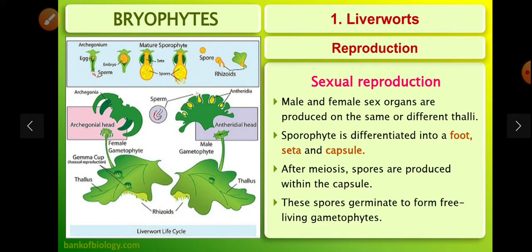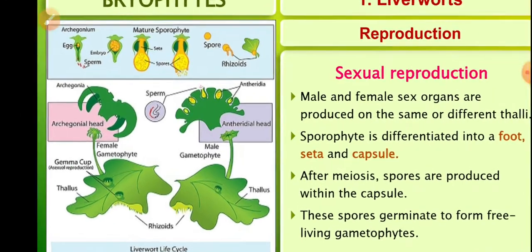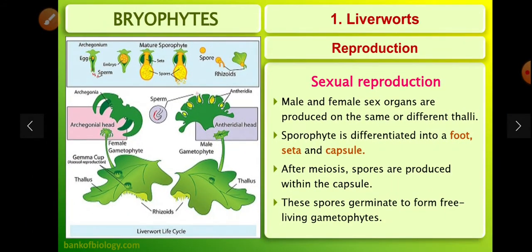Sexual reproduction. Male and female sex organs are produced on the same or different thalli. Sporophyte is differentiated into foot, seta, and capsule. After meiosis, spores are produced within the capsule. These spores germinate to form free living gametophytes that we have already explained earlier.